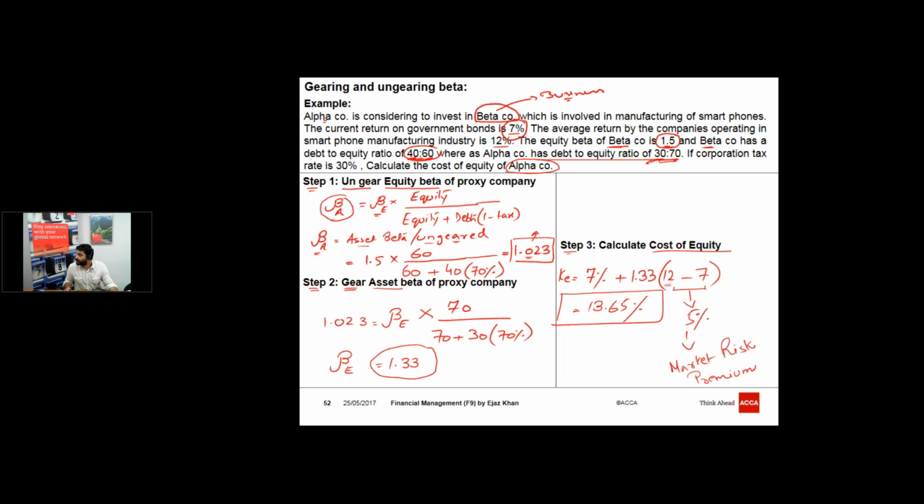I am confused in ungearing the equity beta of the proxy company and gearing the asset beta of the proxy company. I mean, where to put which company's data.